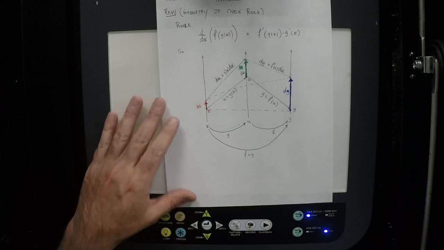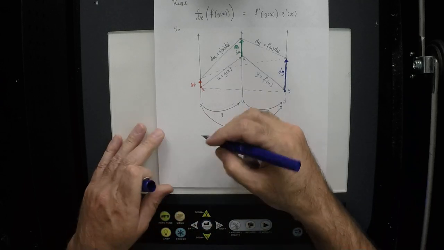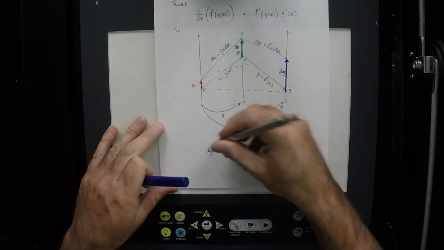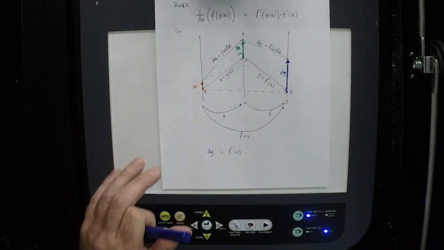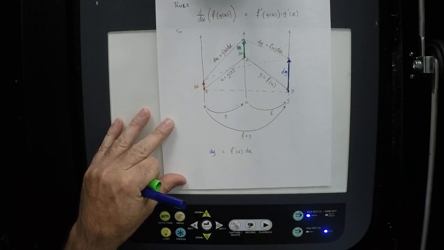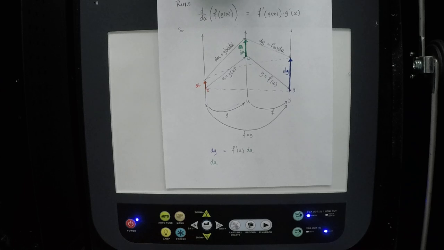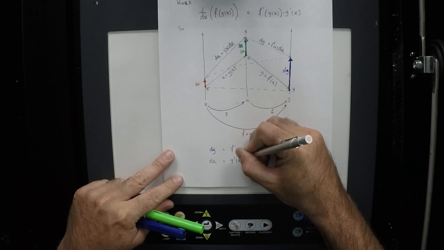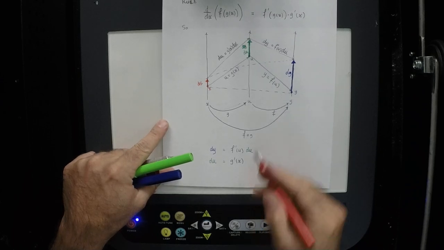So, specifically, what we know is that the blue thing, dy, is f prime evaluated at u multiplied by the green thing. And furthermore, we know that the green thing, du, is g prime evaluated at x multiplied by what? The red one.